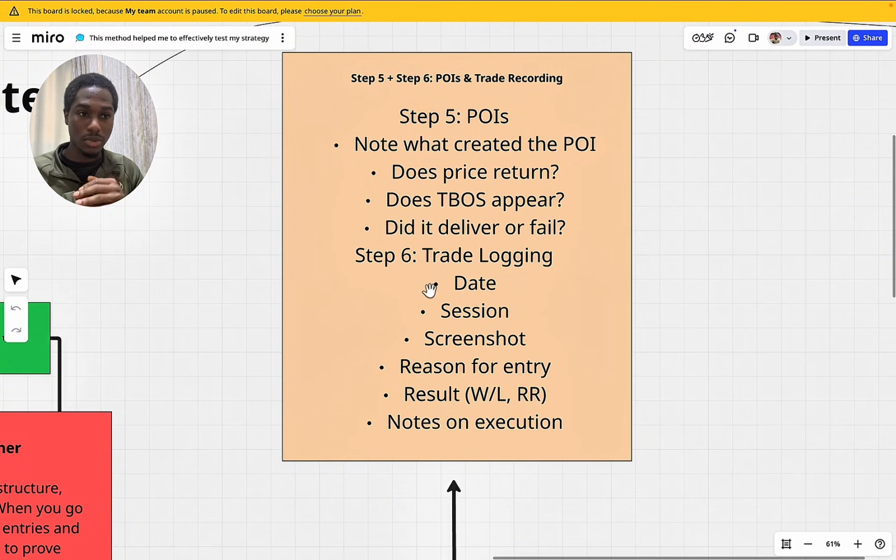Now step 6, log all of your trades. You want to log the day that it happened, so what day it was, Monday, Tuesday, Wednesday, Thursday, or Friday. Log which session, screenshot this as well. Give your reason for entry, give your result in terms of your win or loss, and your RR. Give yourself notes on your execution. This way you're able to build a whole book of data.